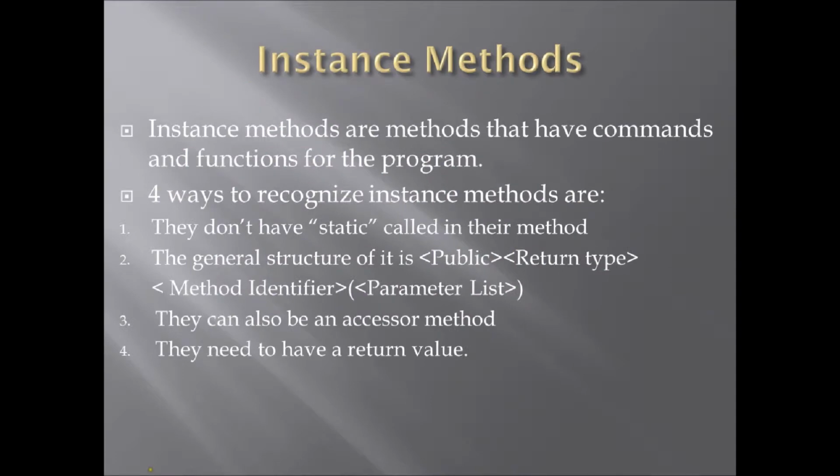To start off, we'll explain instance methods. Instance methods are methods that have commands and functions for the program. Ways to recognize instance methods are: 1. They don't have static called in their method. 2. The general structure is public, return type, method identifier, along with a parameter list if needed. 3. They can also be an accessor method. 4. They need to have a return value.